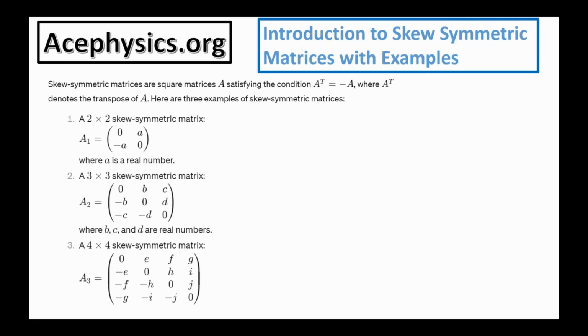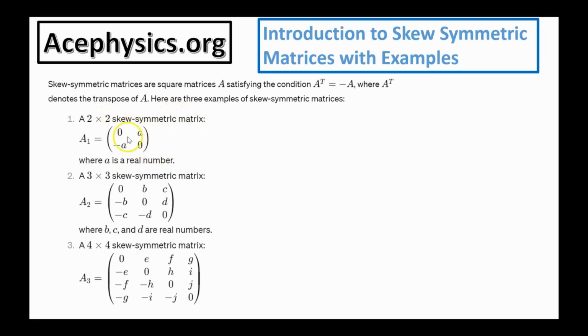Introduction to skew-symmetric matrices with examples. First of all, what is a skew-symmetric matrix? A skew-symmetric matrix is a square matrix, we can call it A, and it satisfies the condition A transpose equals negative A. These are examples of general skew-symmetric matrices. Skew-symmetric matrices have a type of symmetry where if you reflect across the diagonal, you get a negative of the number. So here's a 2 by 2 skew-symmetric matrix.